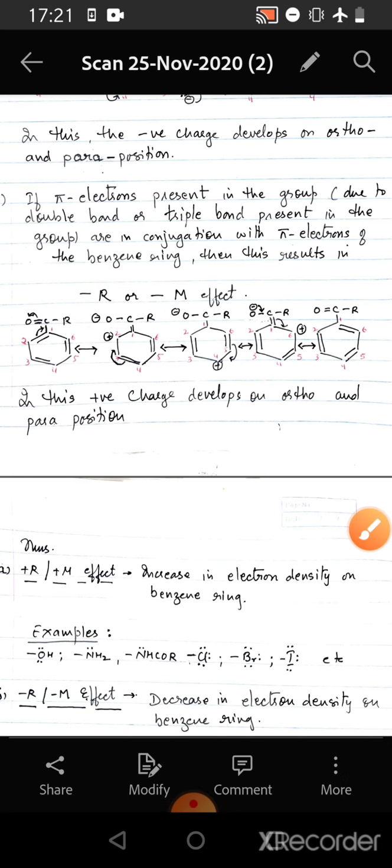And we see that in this, positive charge develops on the ortho and para positions. Thus, in this the meta positions will be more electron rich than the ortho and para positions. Hence, the incoming electrophile will attack preferably on the meta positions rather than the ortho and para positions.